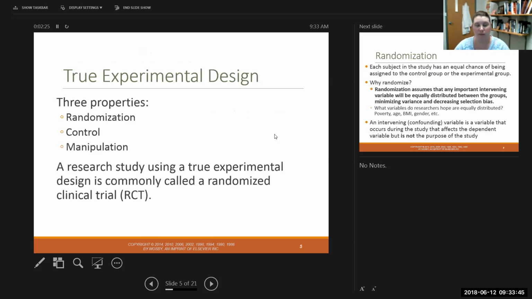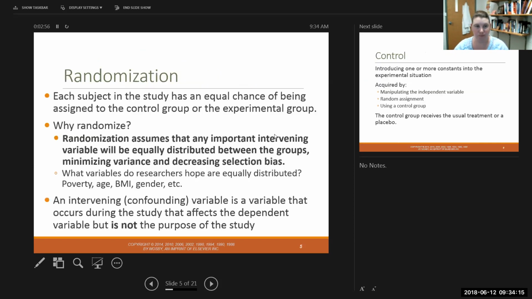In a true experimental design, you are going to be looking for these 3 things. This is important. You'll be tested on this. So the 3 properties of a true experimental design are randomization, control, and manipulation. A research study that uses a true experimental design is called a randomized clinical trial. Again, you may have oncology patients, or you may hear on TV they're looking for test subjects to be a part of a clinical trial. That's what we're talking about here.